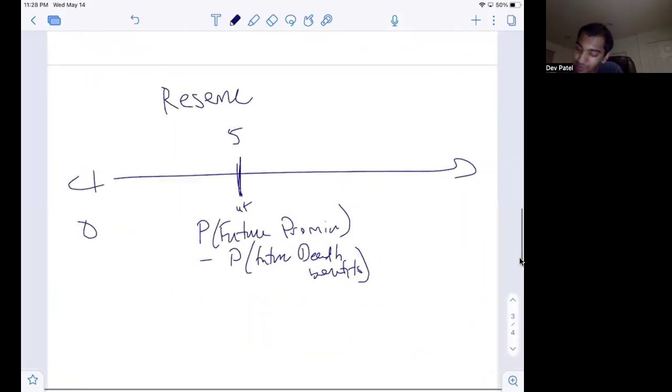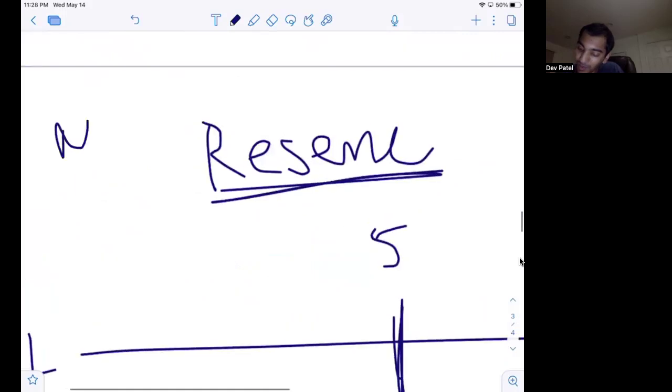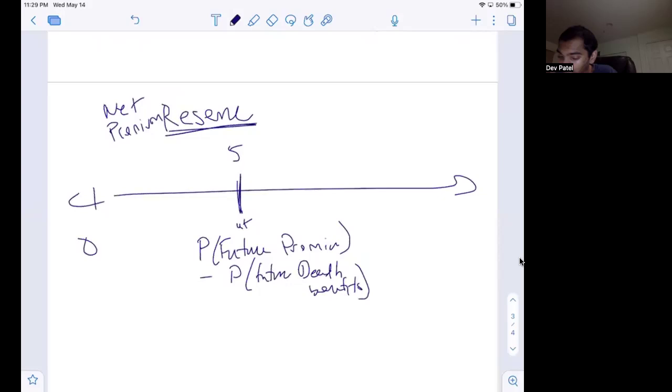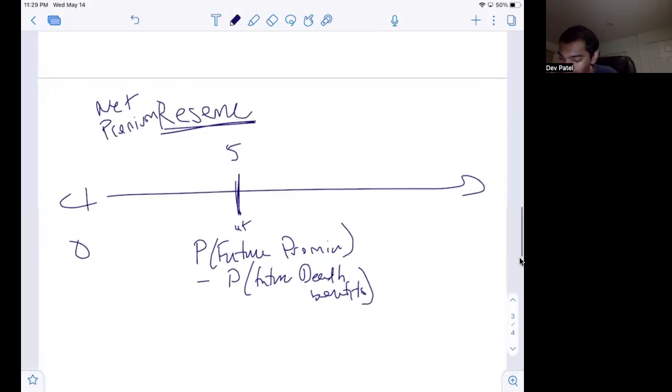So that is what we refer to as the net premium reserve. Now, the gross premium reserve is what we would have when we have additional expenses in addition to the future death benefit, in which we just layer on top of the future death benefit the additional expenses.